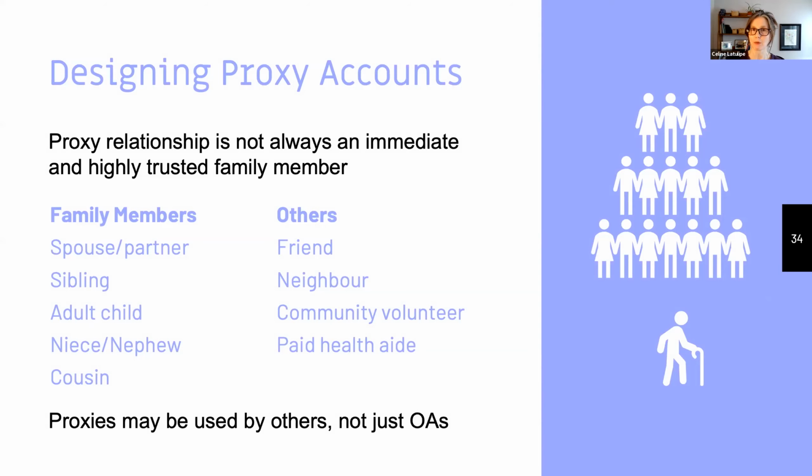And I also would like to point out that these design considerations don't just apply to older adults. Of course, that's my area of concern, but other people sometimes need proxies. Obviously, children need proxies, and people with a disability or people who are just temporarily sidelined by some kind of illness may need proxy help. So this applies more broadly than just to older adult account holders.